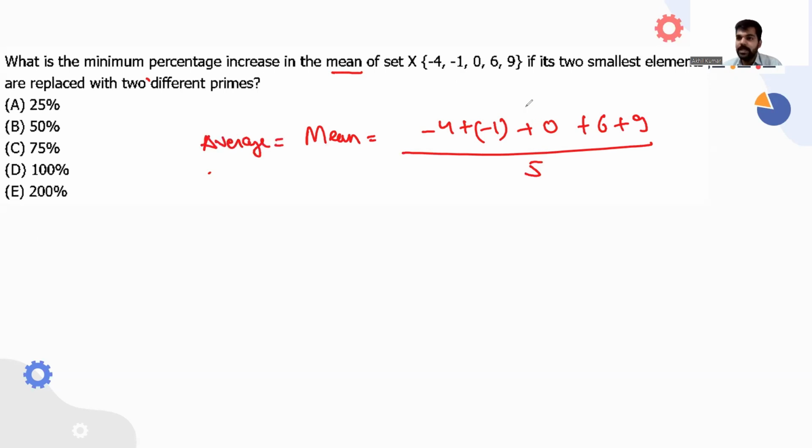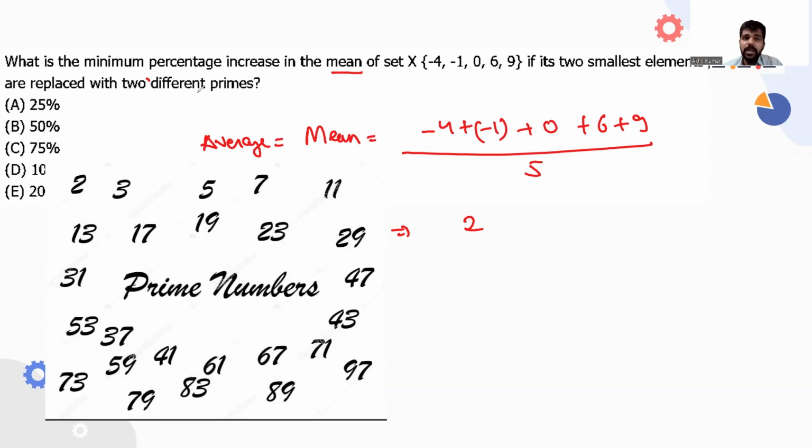Although mean is of two types, arithmetic mean and geometric mean, if nothing is given, we need to assume it to be an arithmetic mean only, which is equal to average. If we do this calculation, we will get the result as 2. Now, the question is saying that if the two smallest elements are replaced with two different prime numbers, then what will be the percentage increase? We need to figure out the minimum percentage increase.